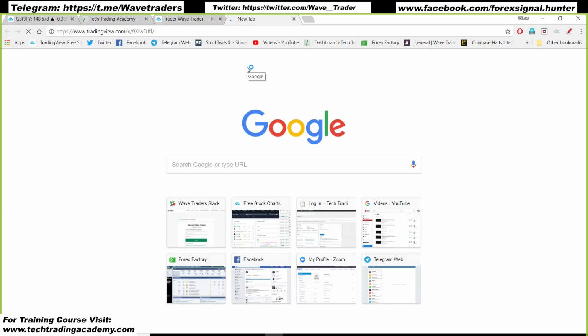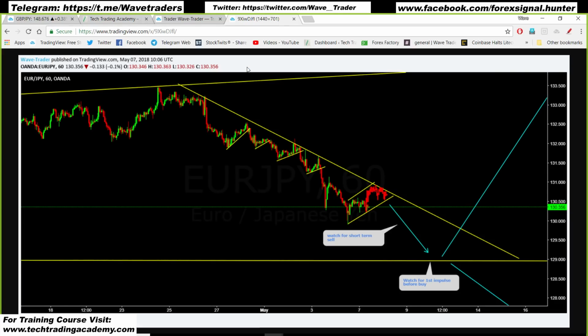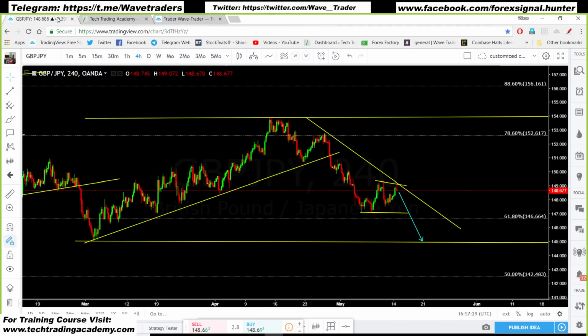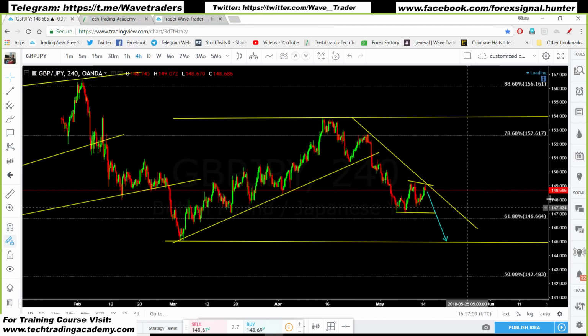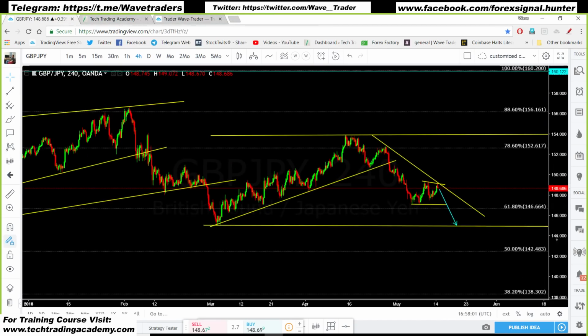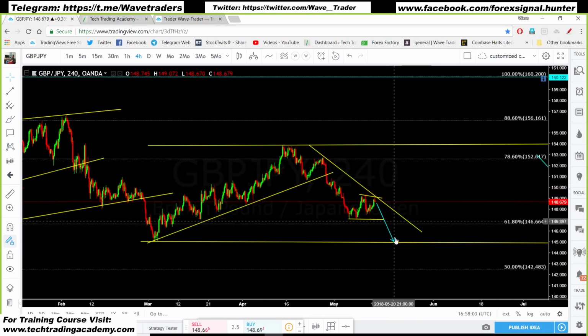This short-term trade. Okay, we are looking for that short-term trade. Complete that wave at that bottom, then start to go back up like the euro yen. So short-term sell and then buy from that bottom.